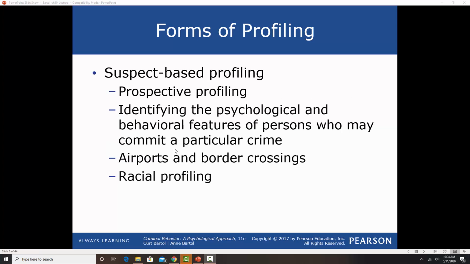Suspect-based profiling, also called prospective profiling, is identifying the psychological and behavioral characteristics typically associated with a particular crime. This is an example of both actuarial or nomothetic profiling that uses statistics. The TSA would be an example of this, border crossing, racial profiling, which of course is illegal, but who are the offenders that are typically associated with a particular type of crime.